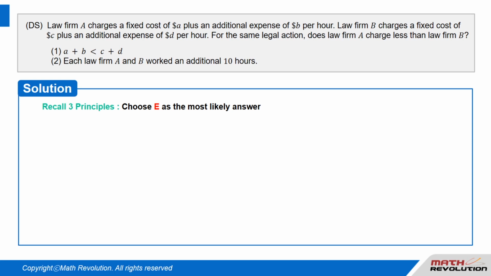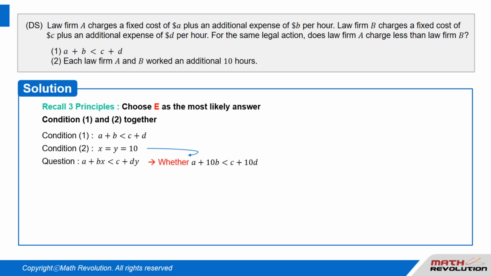Surprising, right? You are experiencing a new world where you can find the answer without any calculations. Let's take a look at both conditions together. Condition 1 tells us that A plus B is less than C plus D, and condition 2 tells us that X equals Y equals 10. So, the question, A plus B times X is less than C plus D times Y, becomes whether A plus 10 times B is less than C plus 10 times D. We still do not know the relationship between D and B.